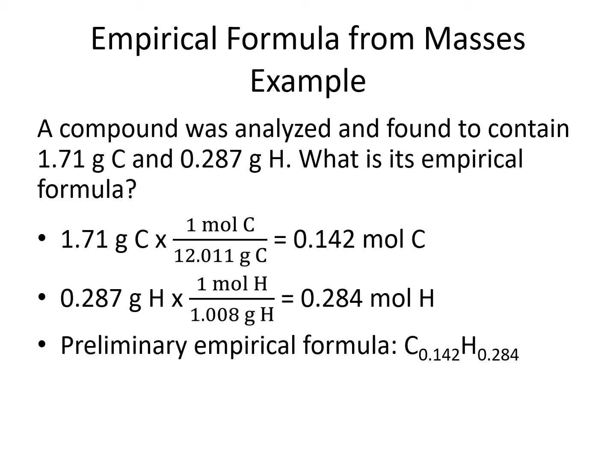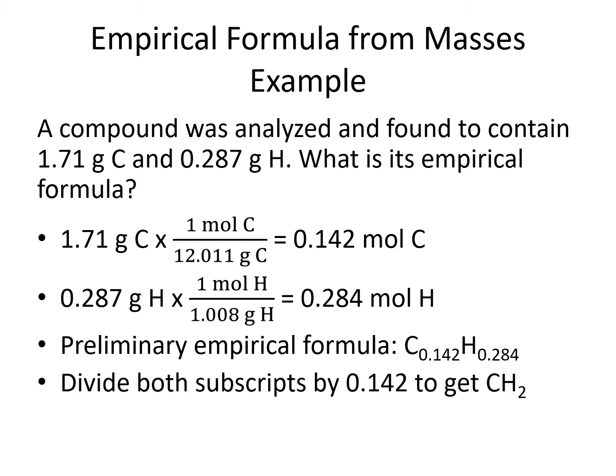We want it to be whole numbers because we can only have whole numbers of atoms. To get it to be whole numbers, we're going to divide by whichever of the number of moles is the smallest. In this case, 0.142. We have 0.142 divided by 0.142, which gives us 1, and 0.284 divided by 0.142, which gives us 2. That means our empirical formula is CH2.